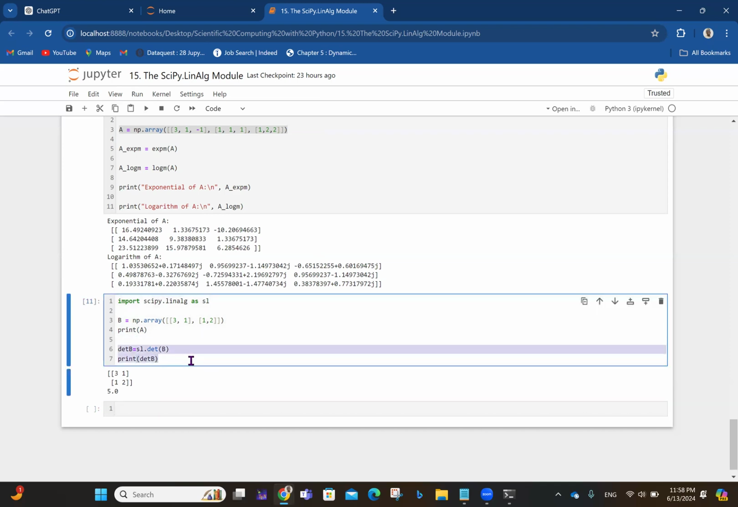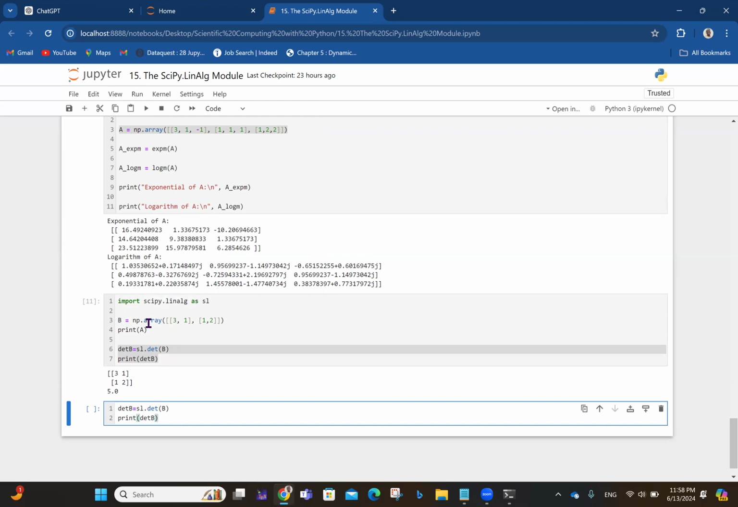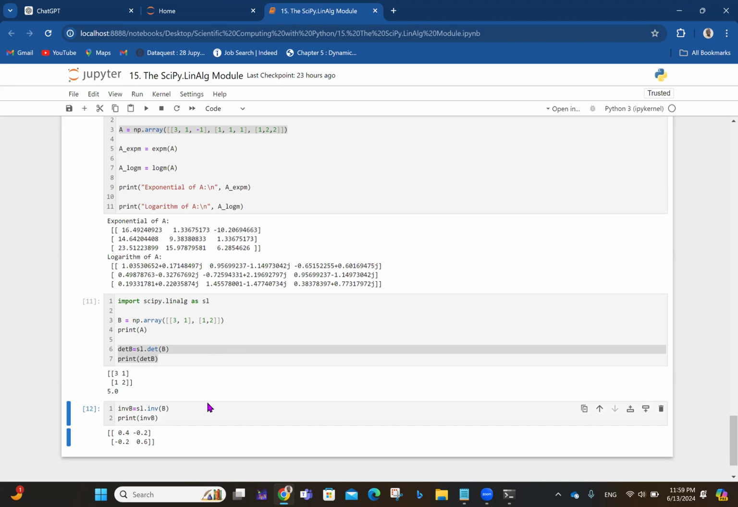Okay, let's say now we want to find, what else did we find the other time? You want to find the inverse, right? So let's just copy this. I don't have to declare the B again because it's already been declared up here. So maybe I need the inverse of B. So I just say SL, and we know the function for that is inv. So I just say print inv B. So that gives us the inverse like that. So that's the inverse of B.